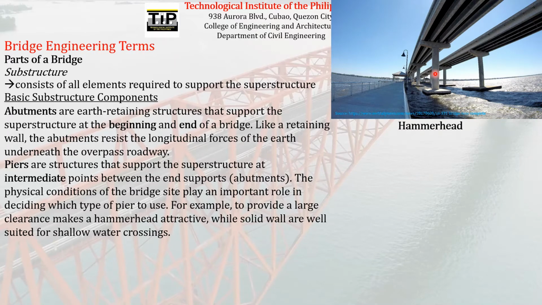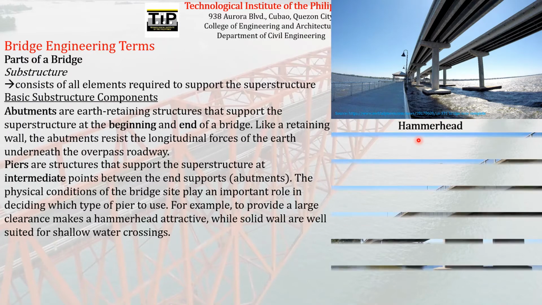If you notice, some of the piers used to support the superstructure of LRT1 and LRT2 are actually hammerhead type piers. So why is that? Why do we use hammerhead type piers in those locations? So that we will still have a large clearance, a large space beneath the superstructure, so that traffic can still flow beneath it. So that's one advantage of using a hammerhead pier.